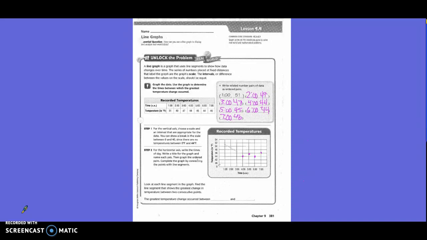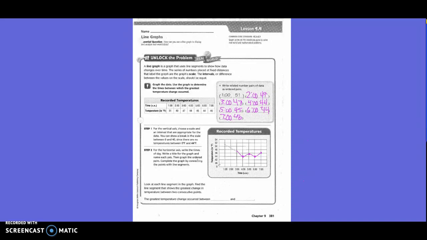And then they graphed 1 o'clock, 2 o'clock, 3 o'clock, and we graphed 4 o'clock, 5 o'clock, 6 o'clock, and 7 o'clock. And now we need to connect our line segments. Look at each line segment in the graph. Find the line segment that shows the greatest change in temperature between 2 consecutive points.